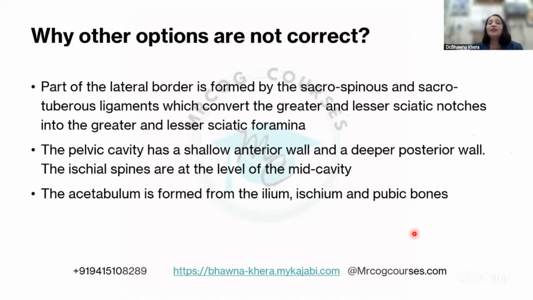Why other options are not correct? The lateral border is formed by the sacrospinous and the sacrotuberous ligaments, which convert the greater and the lesser sciatic notches into the greater and lesser sciatic foramina. The pelvic cavity has the shallow anterior wall and the deeper posterior wall. The ischial spines are at the level of the mid cavity. And the acetabulum is formed by all three bones, that is ilium, ischium, and the pubic bones.